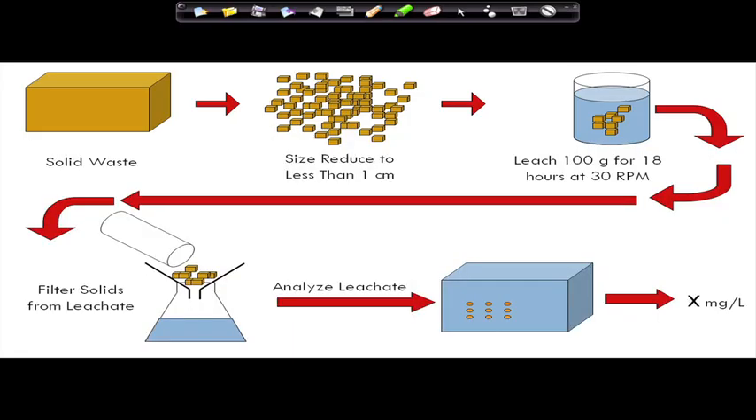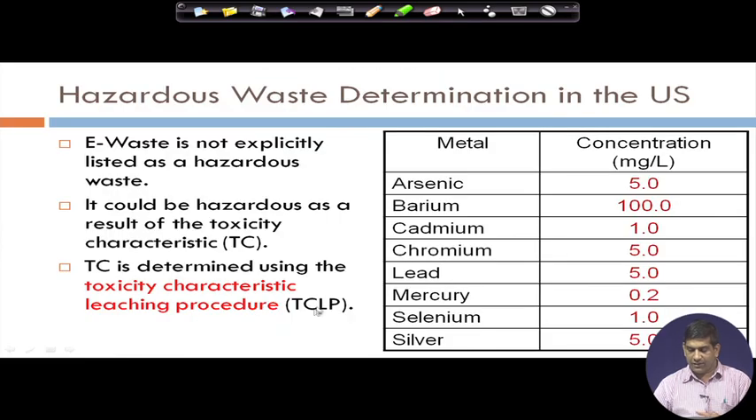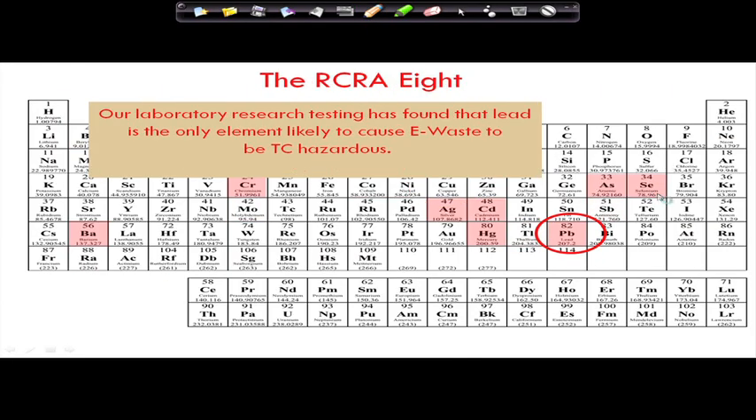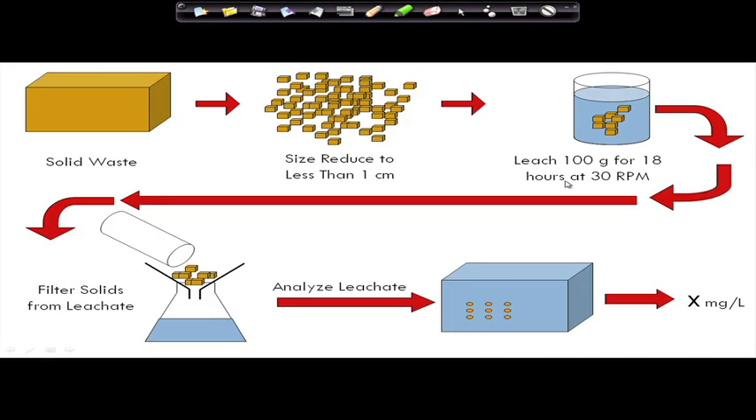In terms of the TCLP test, as I mentioned earlier, you take your solid waste, size reduce it to less than 1 centimeter, leach 100 grams for 18 hours at 30 RPM, filter the solid, analyze the leachate, and then you get your numbers. Then you take this number and compare it with the data on the previous slide. If it exceeds any of these numbers, it becomes a hazardous waste. That's how we talked about the TCLP test earlier.